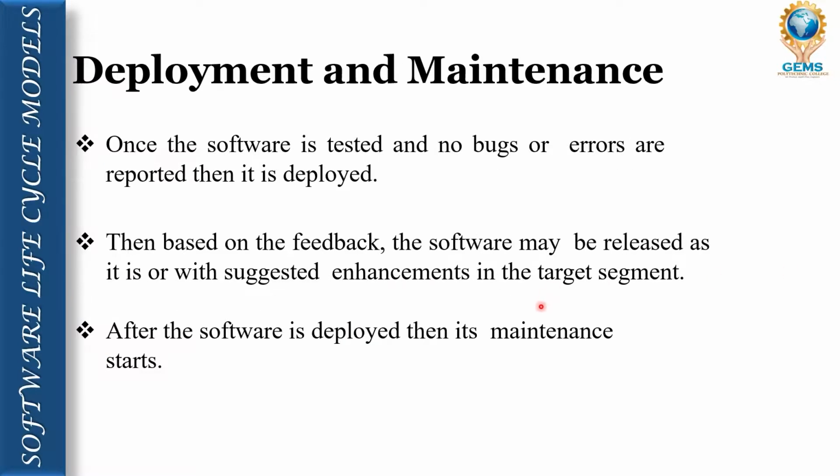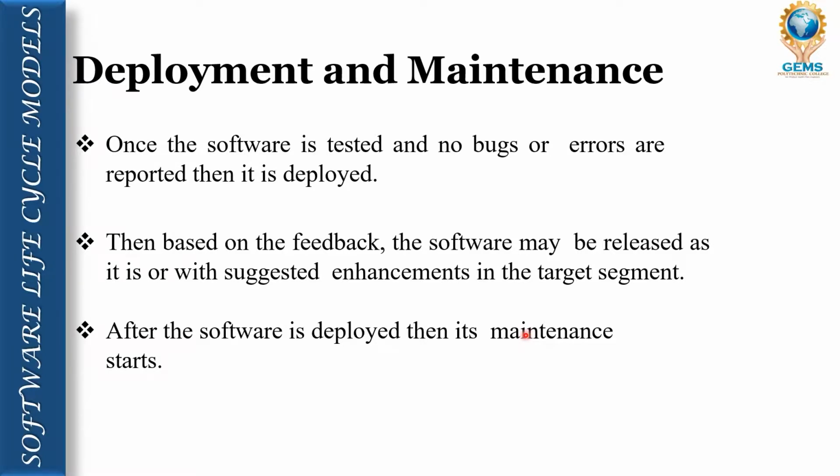Now deployment and maintenance. Once the testing is done and we assure that our product does not carry any error, then we can go for the deployment. That means we can go for the reporting part. Once the software is tested and no bugs or errors are reported, then it is deployed. That means it starts for packing or for any documentation paper for the customer side. Once it is deployed, it goes for the maintenance part.